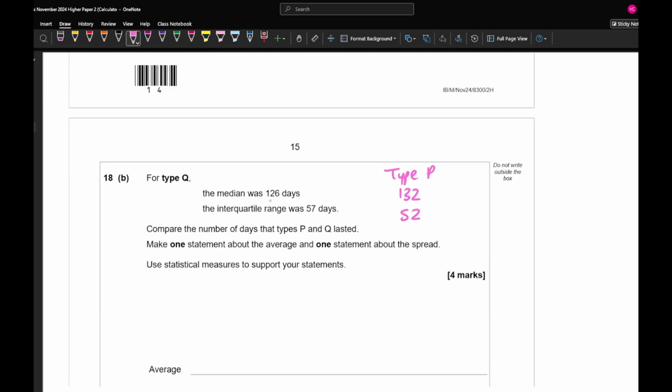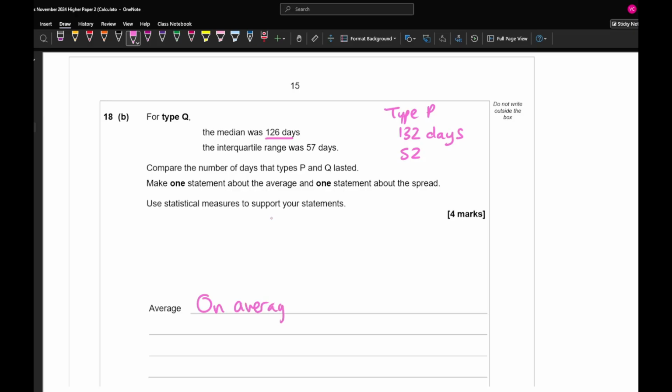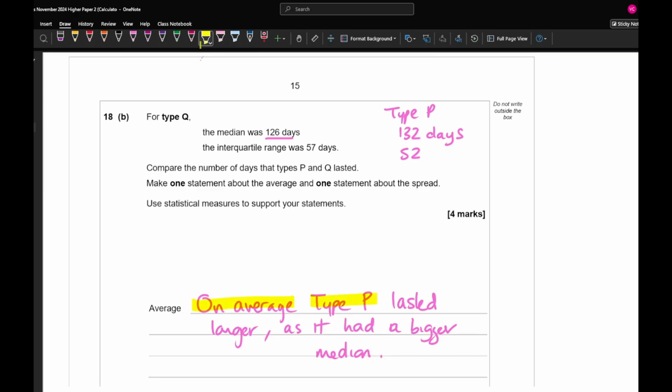So comparing the medians, I'm comparing 126 days to 132 days. Obviously with the battery, you're wanting one that lasts the longest. So what you then need to write is, on average, type P lasted longer as it had a bigger median. You can quote the numbers if you wish, but the key words you want to say here are: on average, type P lasted longer because it had a bigger median.